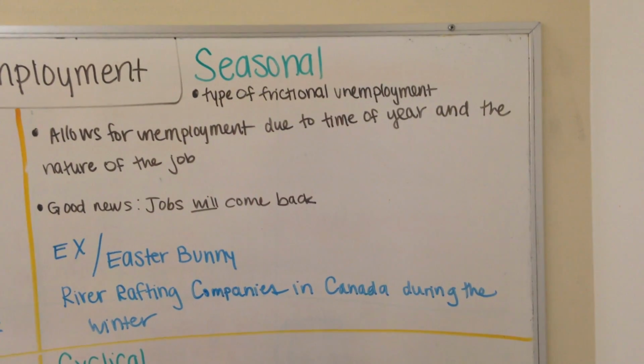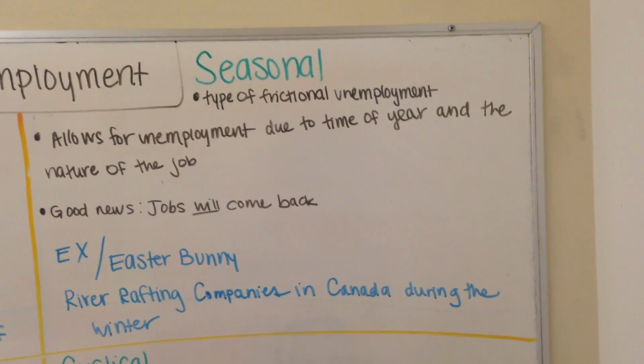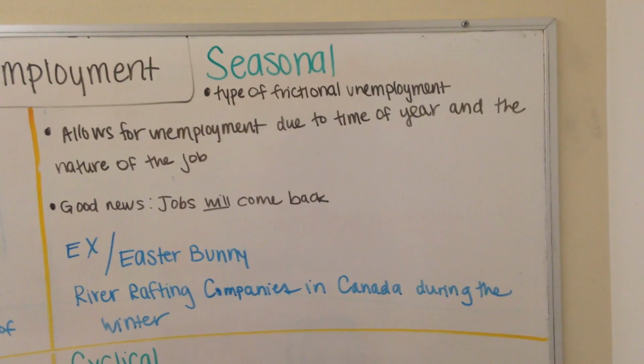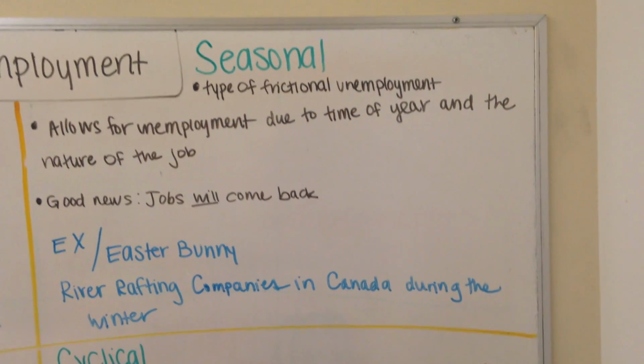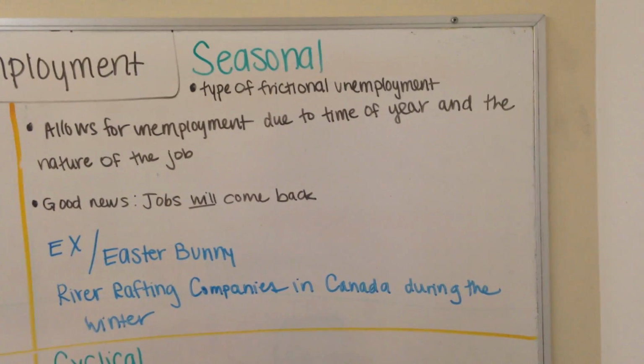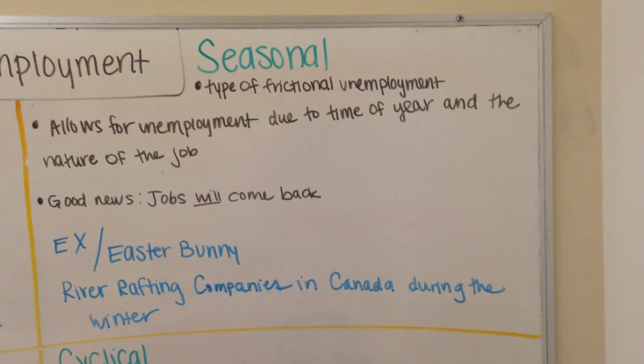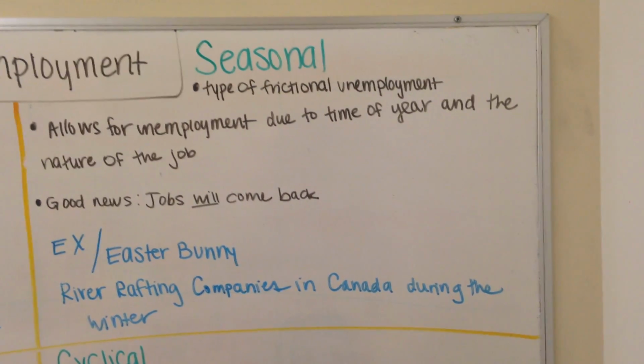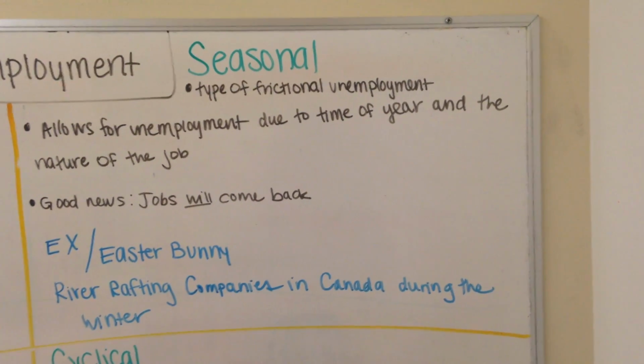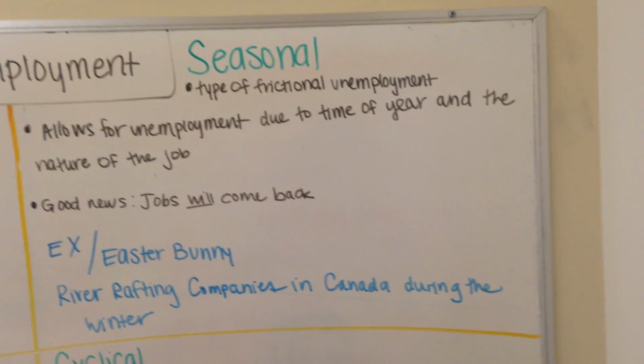The next type of unemployment is seasonal unemployment, which is a type of frictional unemployment that allows for unemployment due to the time of year and the nature of the job. The good news, the job will come back. So examples of this type of unemployment are, for example, the Easter Bunny, which only shows up every year, and river rafting companies in Canada due to the wintertime.